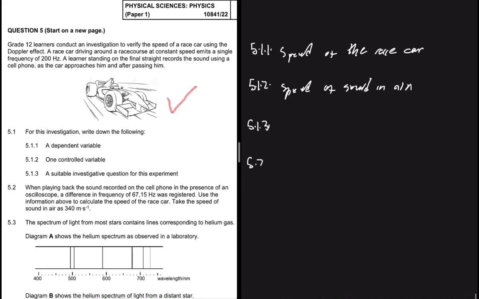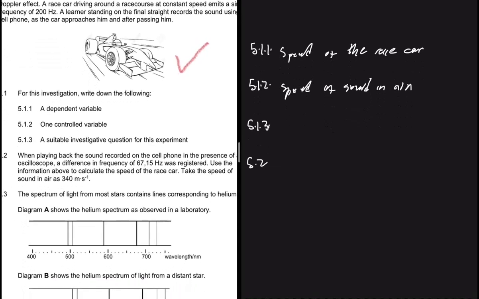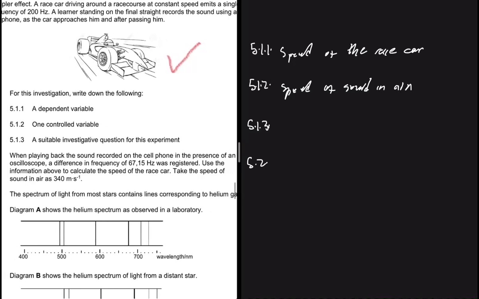And moving to 5.2. So when playing back the sound recorded on the cell phone in the presence of an oscilloscope, a difference in frequency of 67.15 Hz was registered. Use the information above to calculate the speed of the race car. Take the speed of sound in air as 340 meters per second.